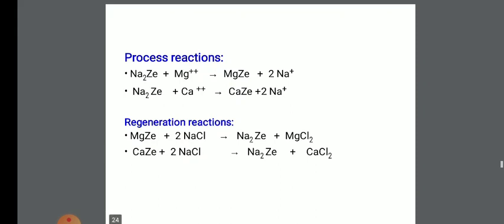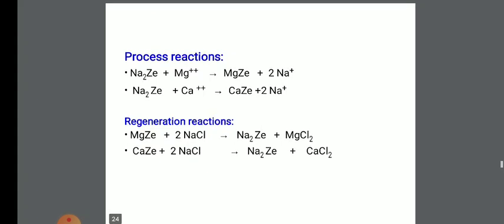So how to regenerate it? By using the NaCl solution. We write the regeneration reaction: MgZe plus 2 NaCl gives Na2Ze, that is our regenerated zeolite, along with MgCl2 as washings. Similarly, we take the second example, CaZe, which is our exhausted or saturated zeolite, along with 2 NaCl, and we get the regenerated zeolite Na2Ze along with the washings outlet, that is CaCl2.